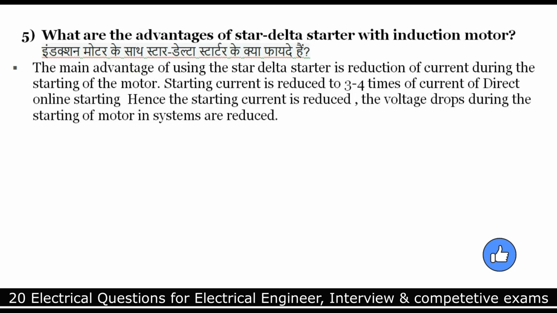The main advantage of using the star delta starter is the reduction of current during the starting of the motor. Starting current is reduced to one third of the current of direct online starting. Hence, the starting current is reduced. The voltage drops during the starting of motor in systems are reduced.